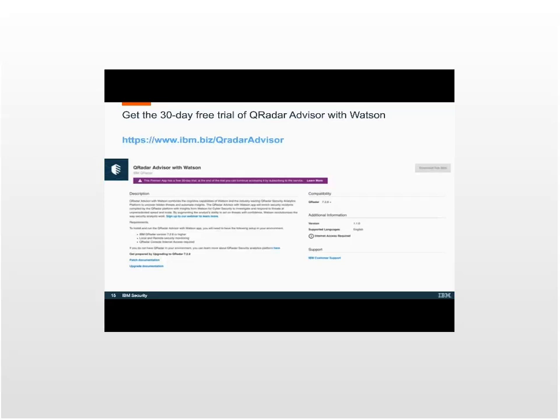There is another question which says, during the trial, is there any limitation on the features? No, not at all. This is a 30 days completely free trial period for Watson. After 30 days, if you want to renew the license, then you can very well get in touch with us, as in your sales representative from IBM. But while using your trial period, that will be a full-fledged Watson analytics capability that you will get for your QRadar deployment.